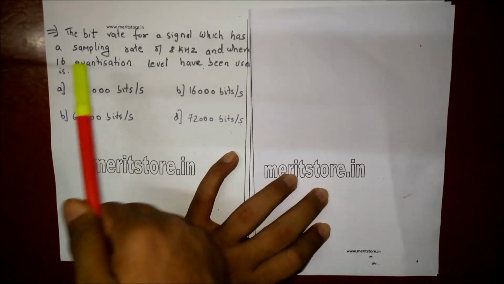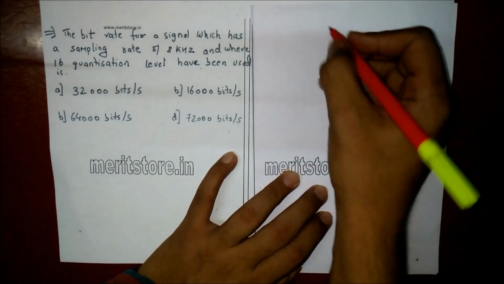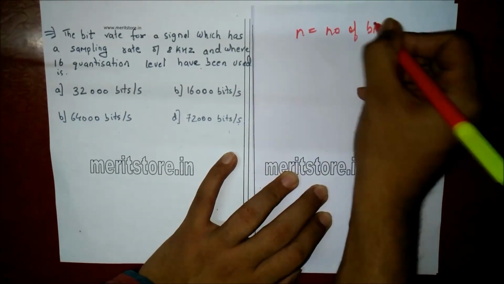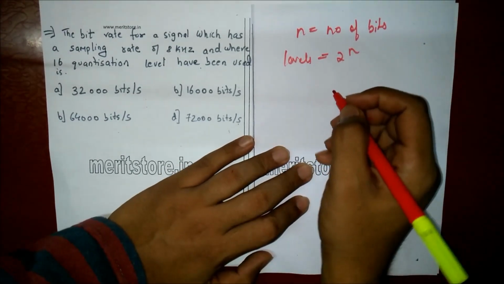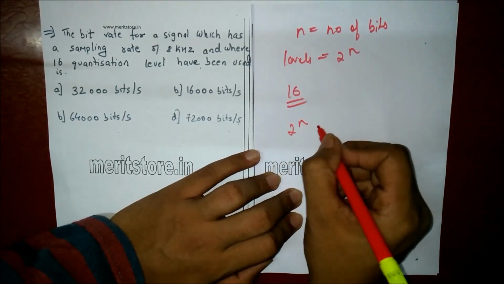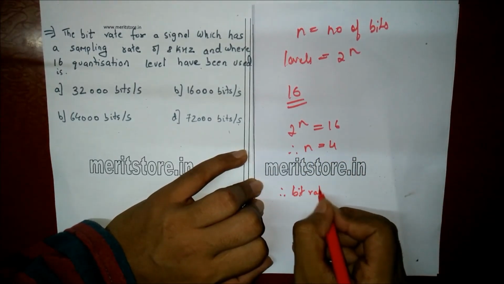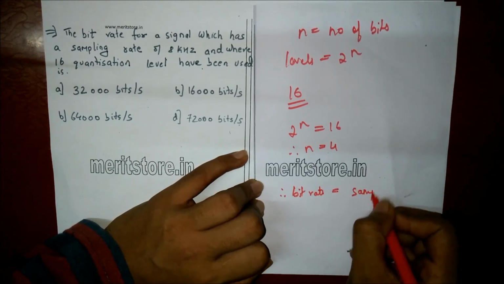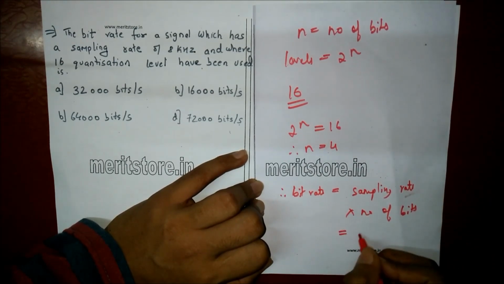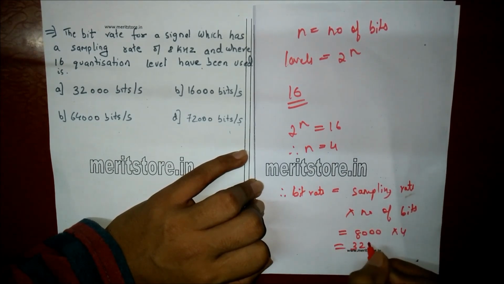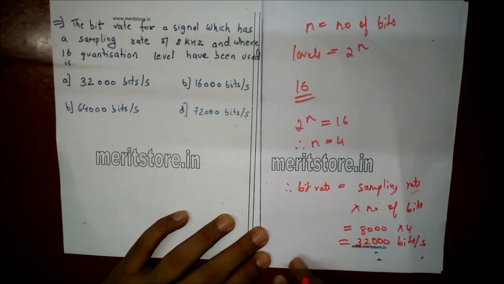The bit rate for a signal which has a sampling rate of 8 kHz and where 16 quantization levels have been used is, here are the options. Now, if n is equal to the number of bits per sample, then the number of quantization levels will be equal to 2 raised to n. Now, 16 quantization levels have been given. Therefore, 2 raised to n will be equal to 16. Therefore, n will be equal to 4. Therefore, the bit rate is equal to sampling rate into the number of bits per sample, which is equal to 8000 into 4, which is equal to 32,000 bits per second. Therefore, the correct answer is option A.